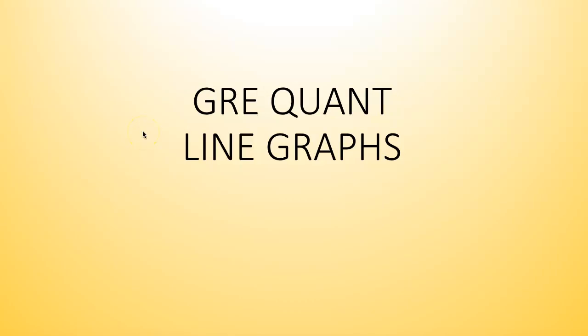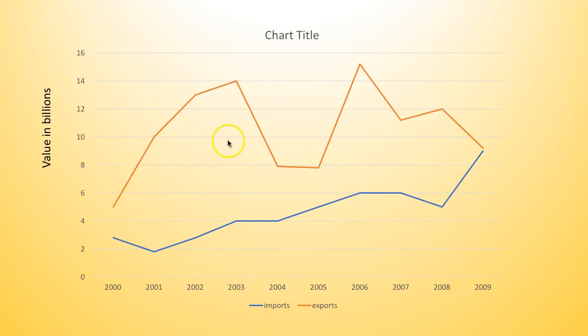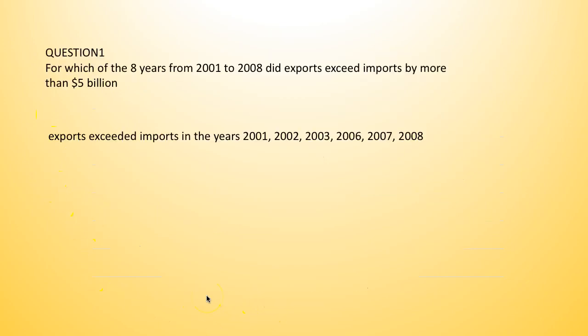This video deals with problems in the GRE quantitative section. The topics dealt with are line graphs and quartiles. We have this line graph where the red line shows the exports and the blue line shows the imports. And the y-axis is the value in billions of dollars and the x-axis shows the years.